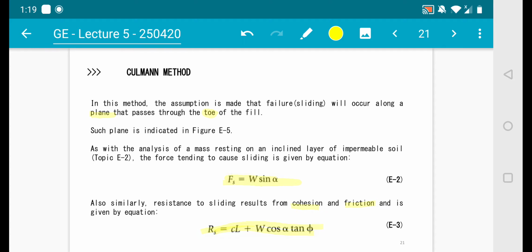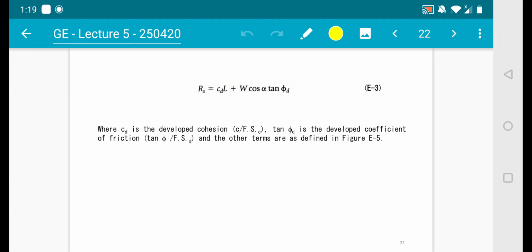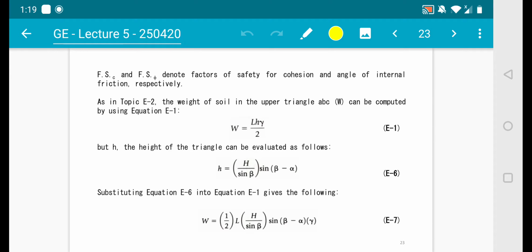The difference is that it has some additional information here, which is the c_d and also this subscript d, where c_d is the developed cohesion and tangent phi_d is the developed coefficient of friction. So this is the difference from the earlier approach. The factor of safety due to cohesion, c, and the factor of safety due to internal friction denote the factors of safety for cohesion and angle of internal friction, respectively.